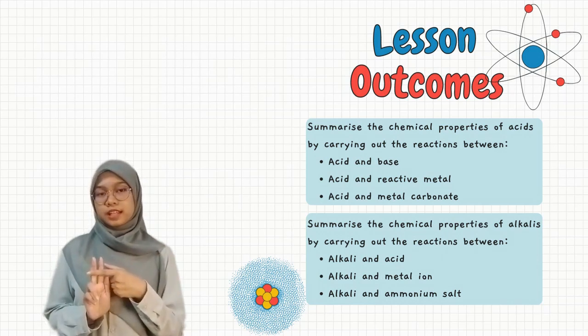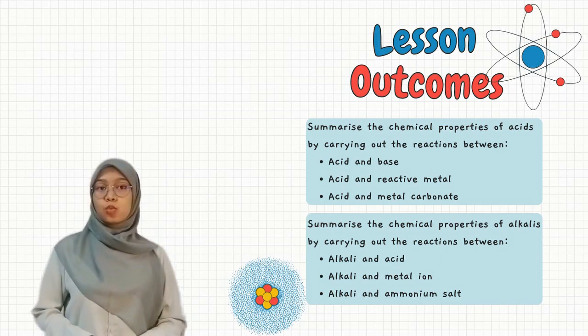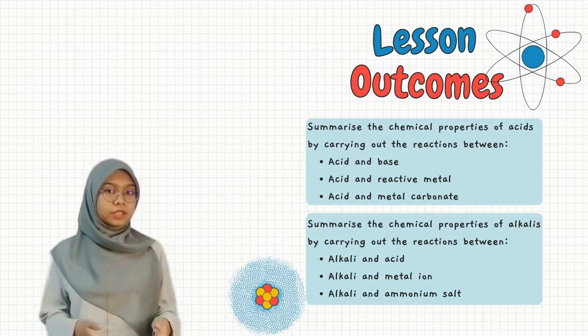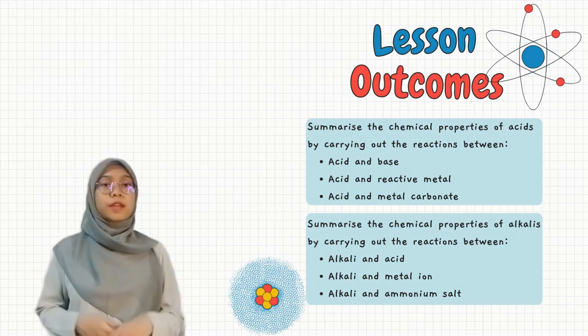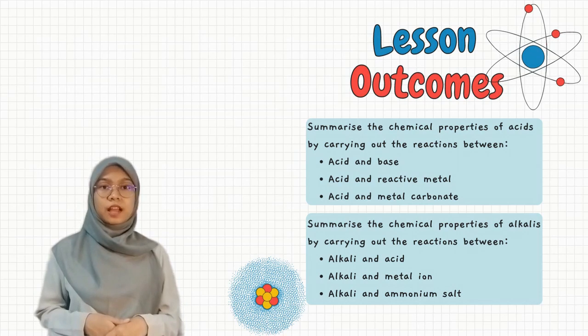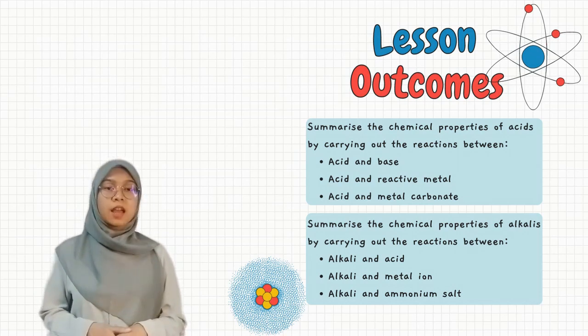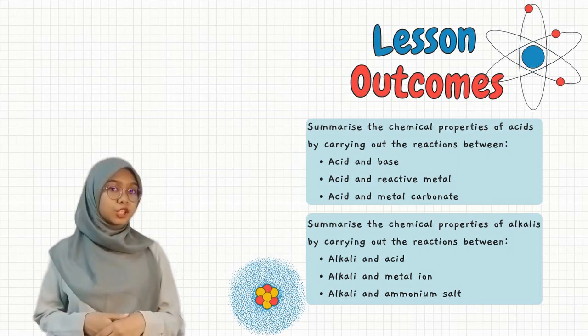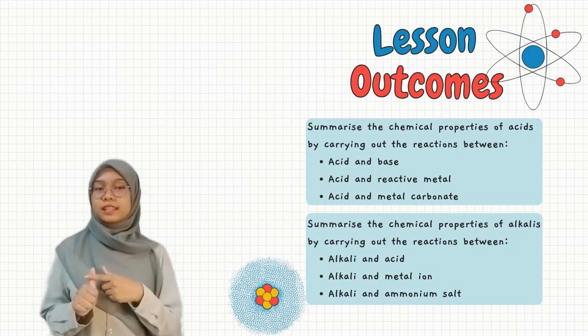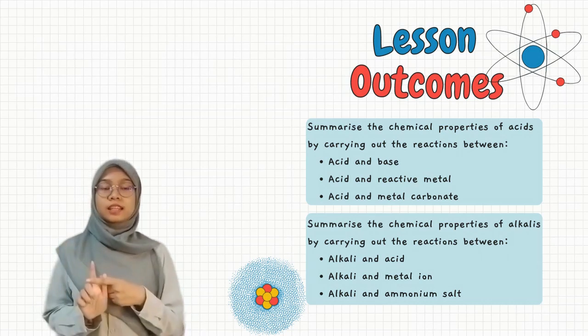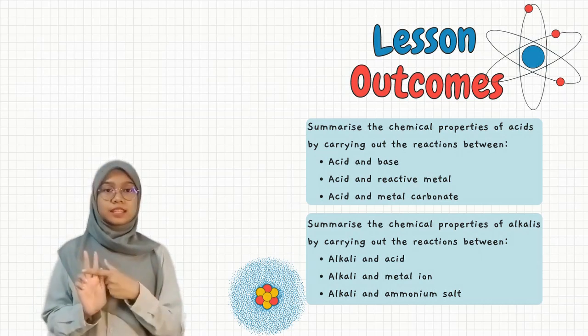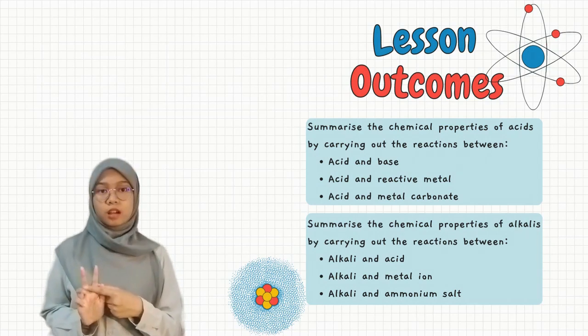and a metal carbonate. The second one is, by the end of this lesson, students should be able to summarize the chemical properties of alkalis by carrying out the reaction between alkalis and acid, alkalis and metal ion, and last but not least, alkali and ammonium salt.